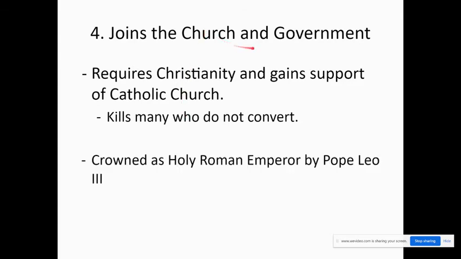Eventually, after pushing this Christian nation and with the support of the Catholic Church, he's crowned the Holy Roman Emperor by Pope Leo III. Now he's a ruler of God. He's the Holy Roman Emperor. So he makes himself appear chosen by, it might be kind of obvious here.